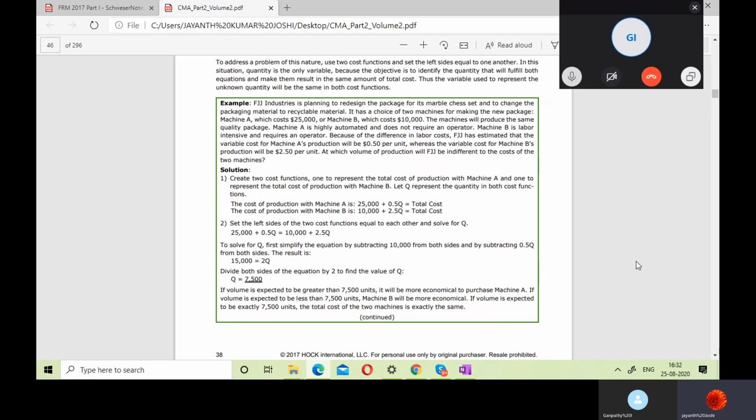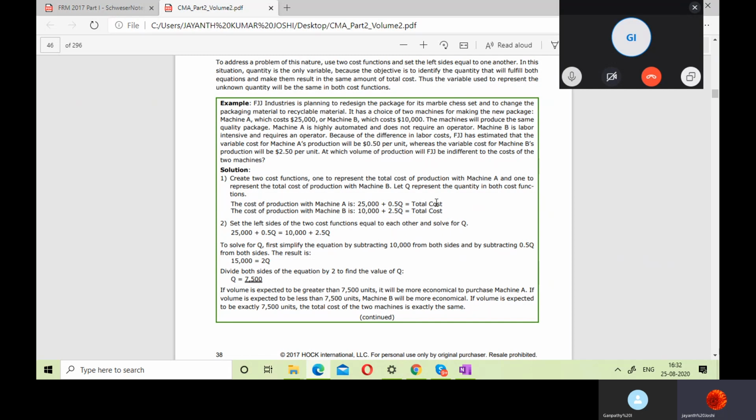So now we have to create two cost functions here. So 25,000 is the fixed cost, and variable cost per unit is 0.50. Variable cost should always be multiplied with the quantity Q, because quantity Q is what we are deriving here, and if you want to find out the total variable cost, you need to multiply the per unit variable cost with the total quantity you are producing. That's the total cost here, and here 10,000 plus 2.5 Q total cost.